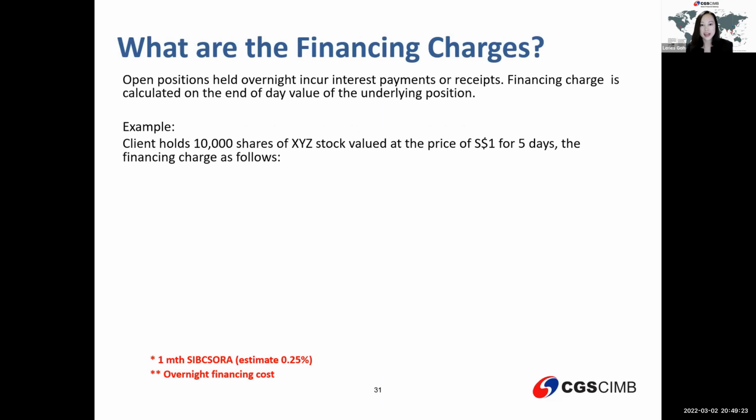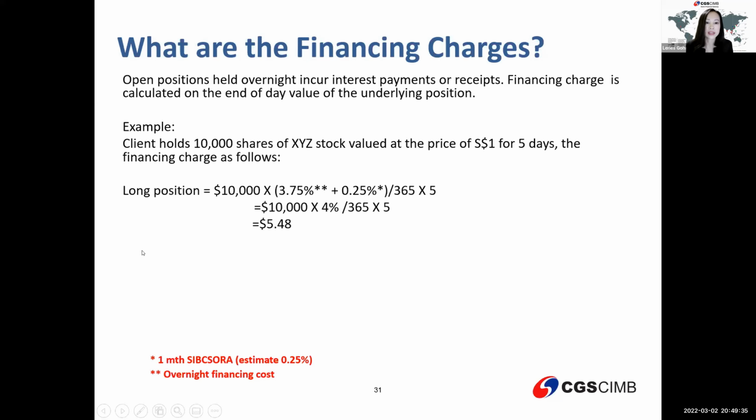So let's say, giving you one example here, if I'm buying 10,000 shares at $1, which is $10,000 worth of contract, okay, and I hold it for 5 days. So the contract value, you times the financing rate. So for the CFD department, the standard financing rate is 3.75% plus the base rate, okay? So the base rate itself depends on which market you trade actually. So different market has got different base rate.